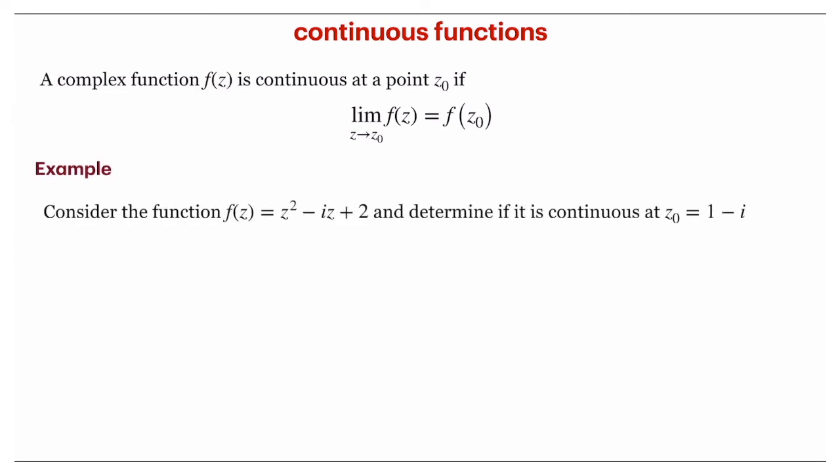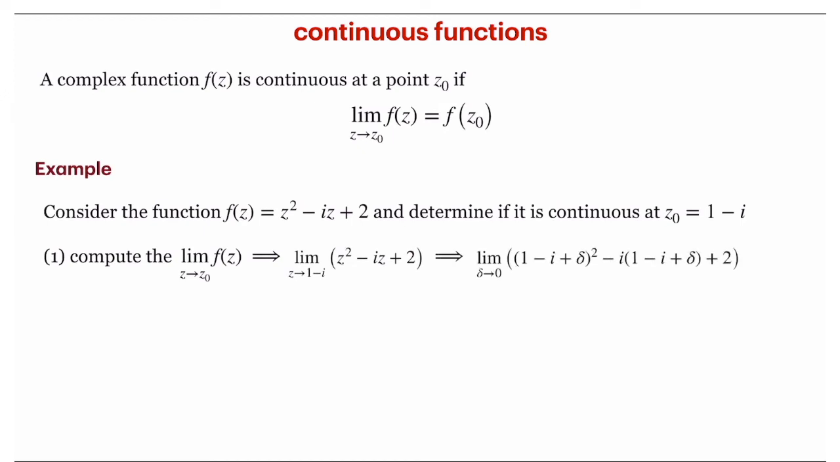Let's look at an example. Consider a function f of z equal to z square minus iz plus 2, and determine if it is continuous at z naught equal to 1 minus i. The first thing we have to do is compute the limit by taking z going to z naught. The z naught is 1 minus i. This takes the value of z square minus iz plus 2. So we substitute by putting delta. Delta can be anything, coming from any point. So we have (1 minus i plus delta) square minus i into (1 minus i plus delta) plus 2. You can show that as delta goes to 0, this takes the value of 1 minus 3i.